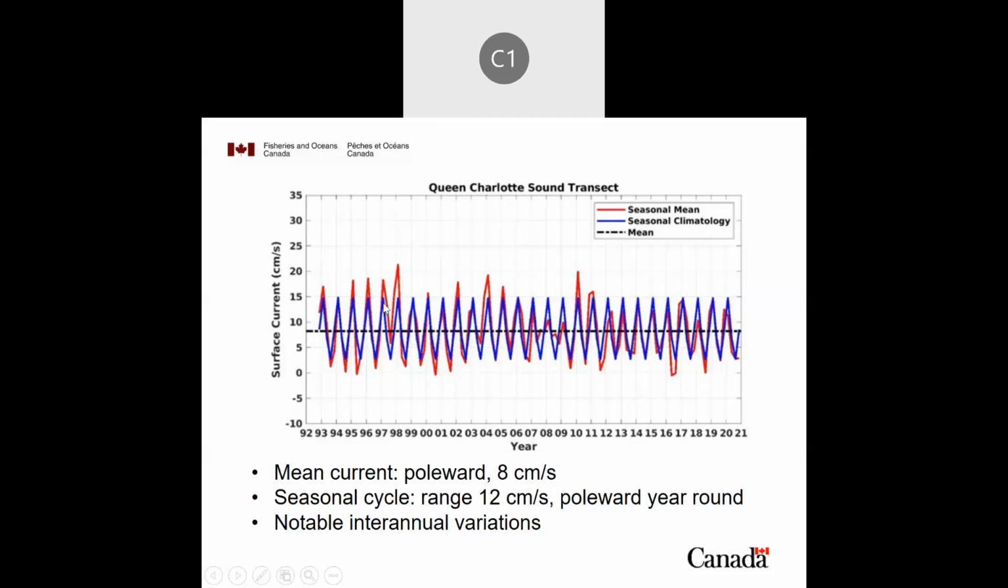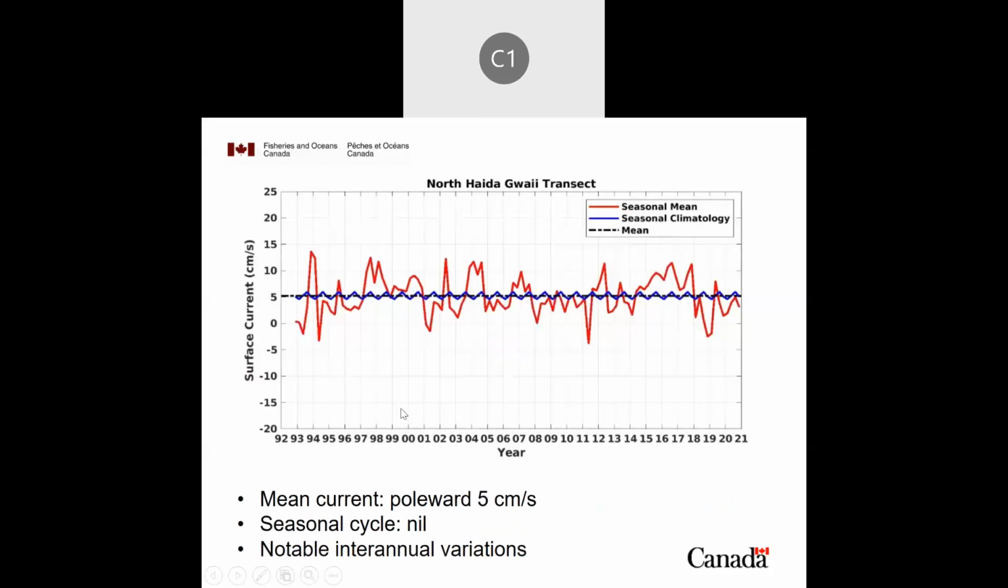We also notice some substantial interannual variation, a bit of difference between the red and the blue. Now the northernmost transect. You can see the mean current is still poleward in the northern part, but the seasonal cycle almost diminishes to zero, and instead you see quite significant interannual variations.